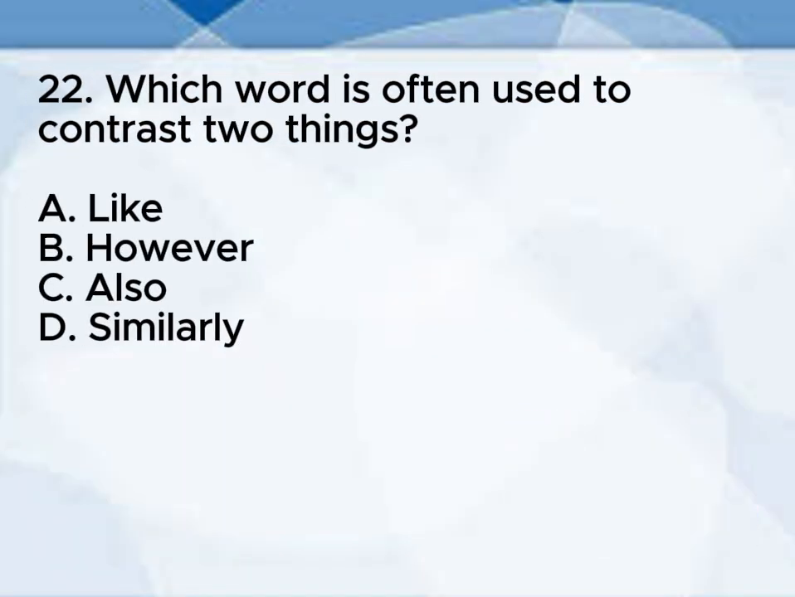Which word is often used to contrast two things? A. Like. B. However. C. Also. D. Similarly.